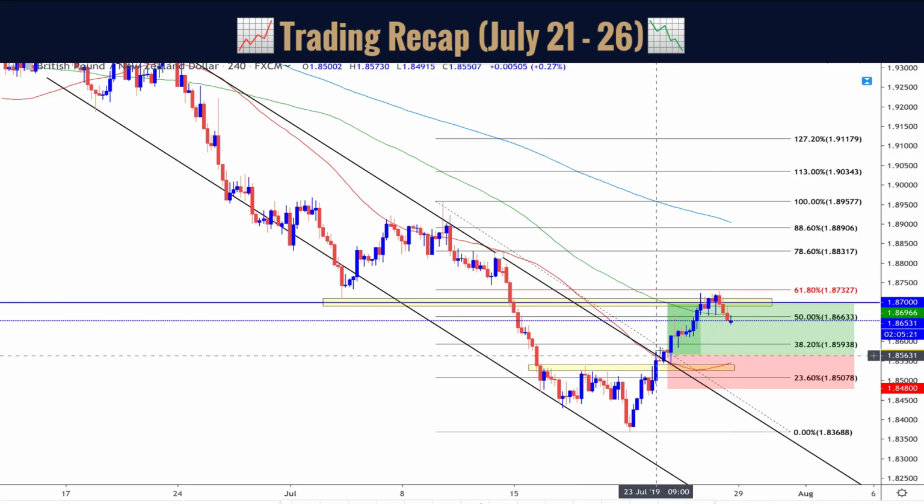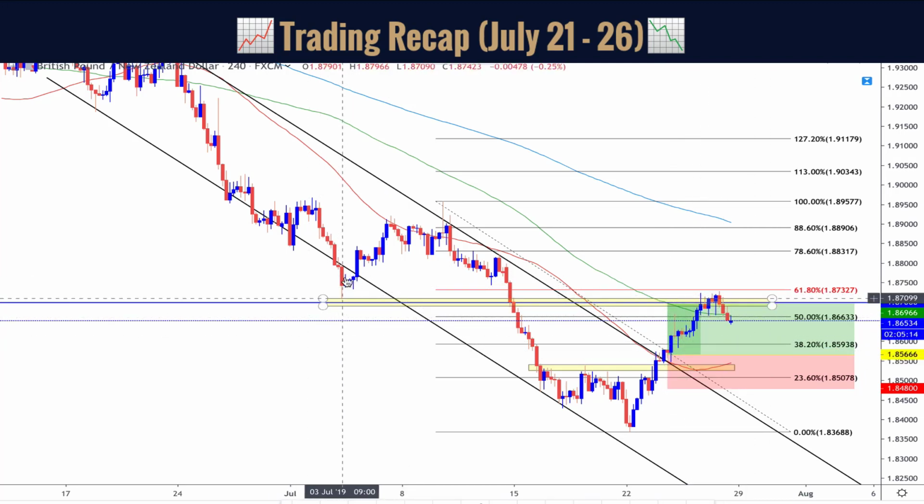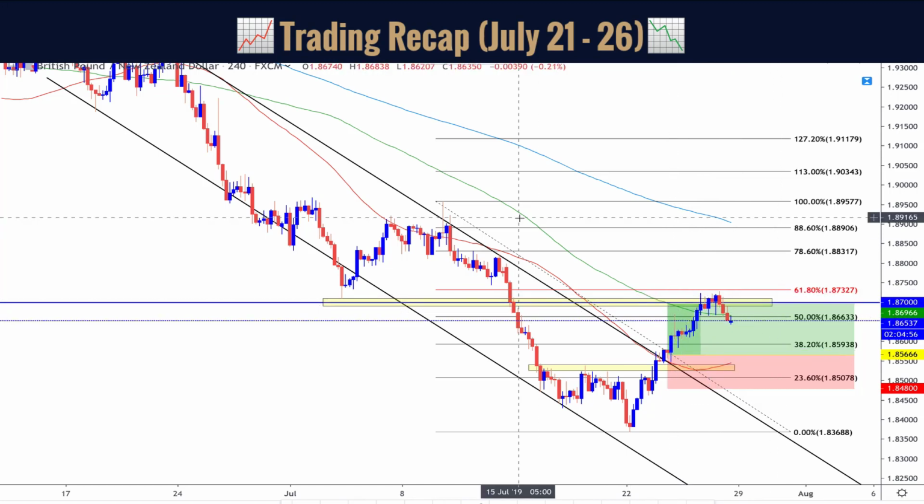So breakout, pullback, we entered, and 130 pips till the previous low, and this previous low is within this zone right here, key support, now resistance zone. So it actually stopped almost at the pip, a few pips within the target, so 130 pips. It was a great trade.